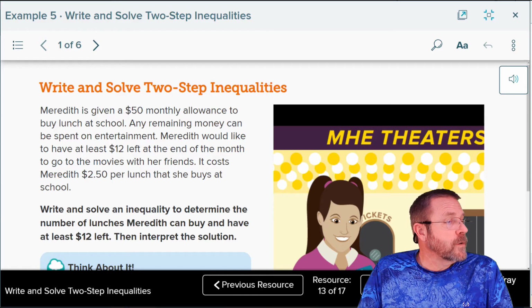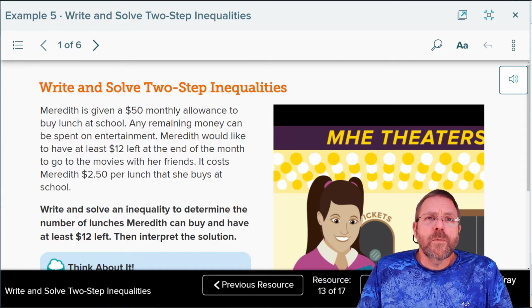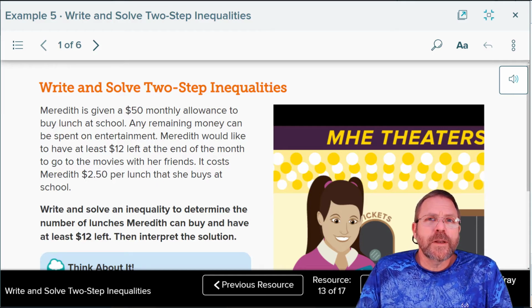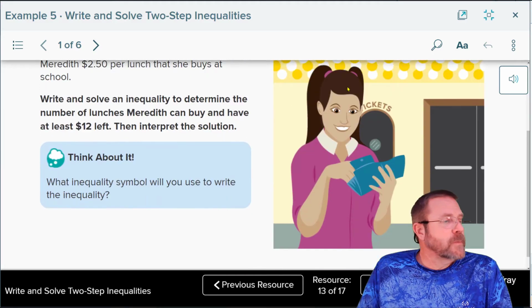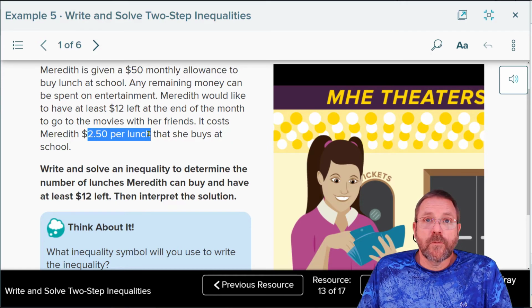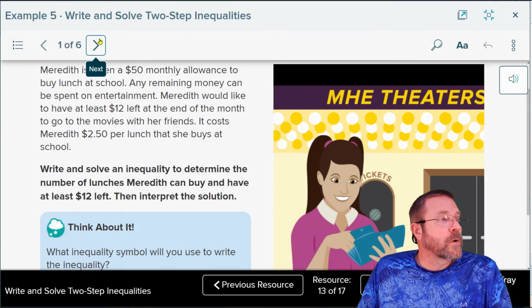Let's see, Meredith would like to have at least $12 left at the end of the month to go to movies with her friends. It costs Meredith $2.50 per lunch that she buys at school, and they want us to write and solve an inequality. Well, we know that we've got $50 as our starting point. And we know that every time she buys a lunch, she has to subtract $2.50 from that. So I would set up something that says the $50 minus $2.50 times some number of lunches, and we still want that value to be greater than or equal to the 12 right there.